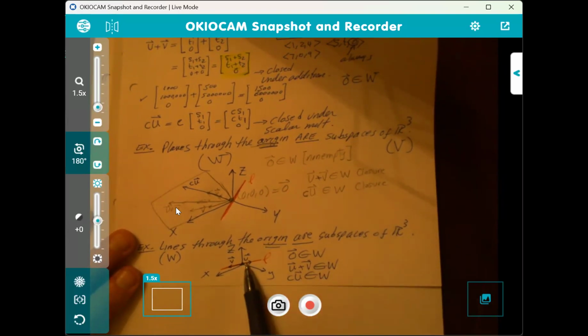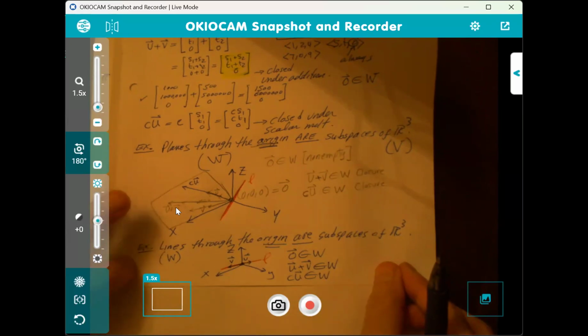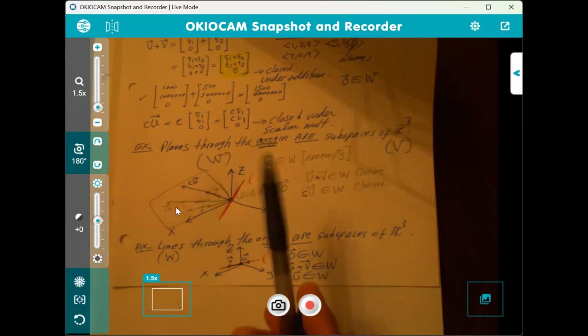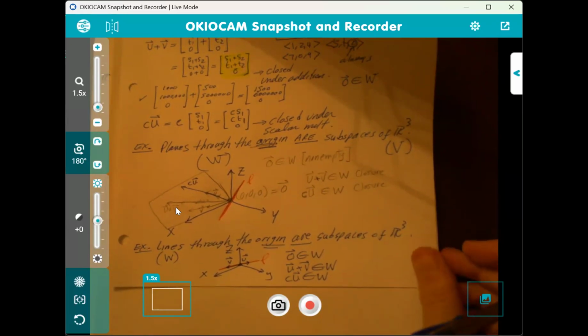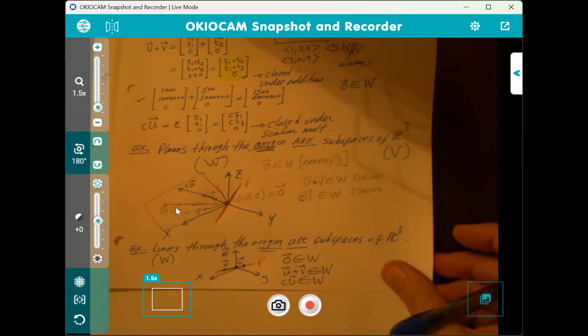For example, if this is U, 5 times U will be there. You just extend that because the line goes forever, right? In both directions. So any scalar multiple of U will lie on that line. So that's going to be okay. Again, on both of these, remove the word origin, and these suddenly are not subspaces. So they have to run through the origin. We're good, everyone?